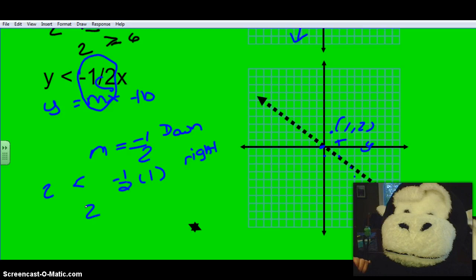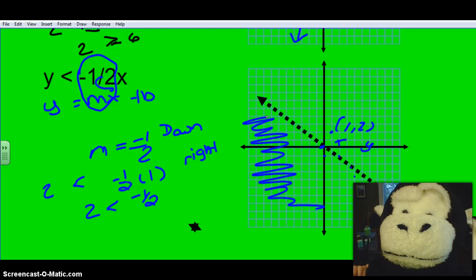So that is going to give me 2 is less than negative 1/2 times 1, which is negative 1/2. So is 2 less than negative 1/2? Pretty sure it's not. Pretty sure 2 is more than negative 1/2. So if we go back to our graph over here, that means all these points are false. If the points on this side of the line are false, then all these points over here must be true. So I'm going to shade these points.